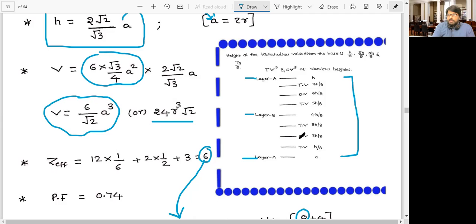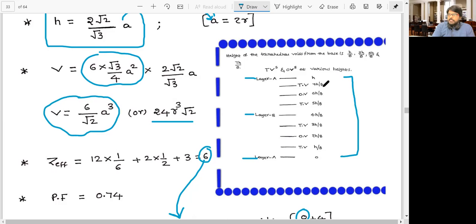2H by 8, that is H by 4, octahedral void. 3H by 8, again tetrahedral voids. And this is layer B. Here we have particles of the middle layer, again tetrahedral voids at a height of 5H by 8. Octahedral voids at 6H by 8, that is 3H by 4, and again tetrahedral voids at 7H by 8.